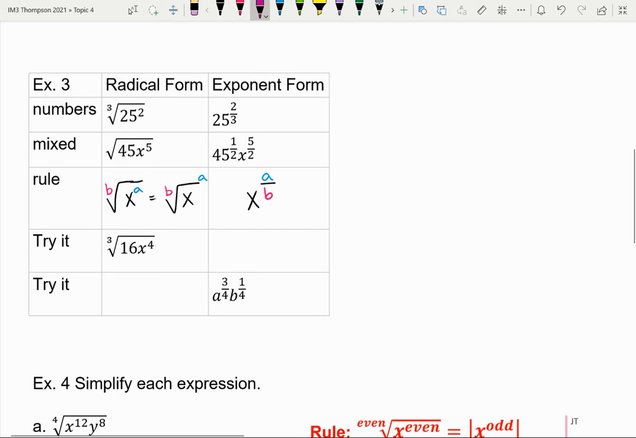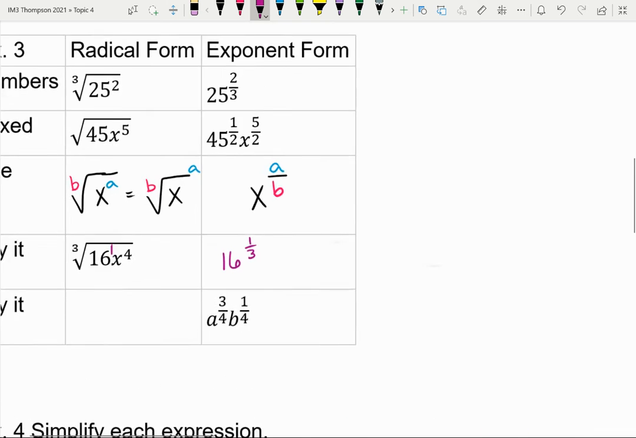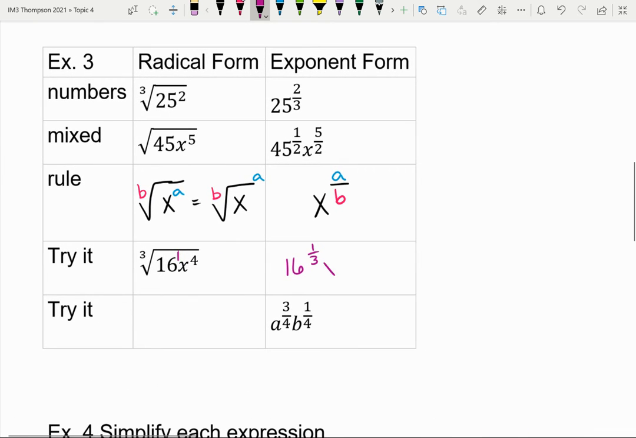So, just an opportunity to review, a little practice. Going from radical form to exponent form. This is 16 to the first because I don't have a number there. So when I rewrite that as a fractional exponent, I'm going to have 16 to the 1/3 times x to the 4/3. So if I go straight from radical form to exponent form, that's how I could rewrite this. It's equivalent.